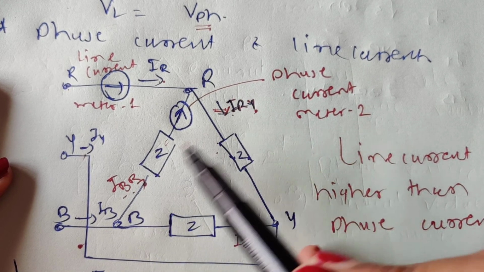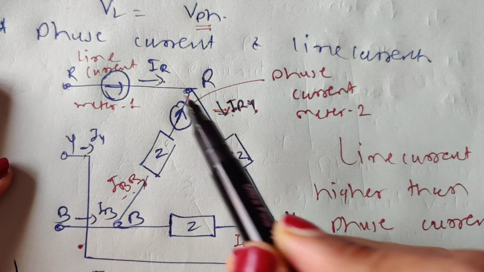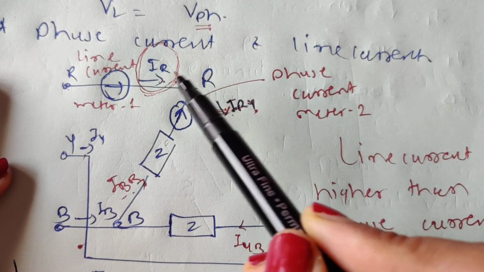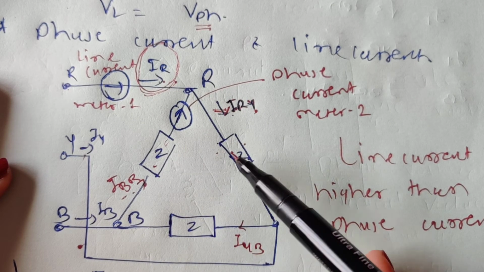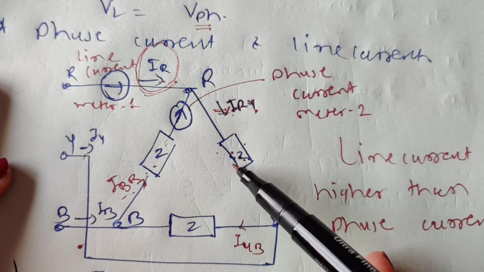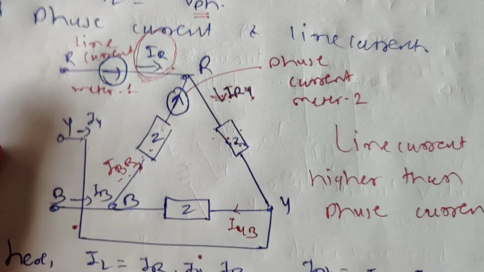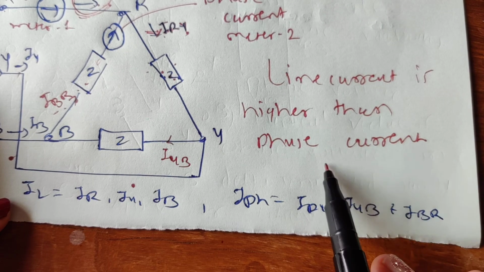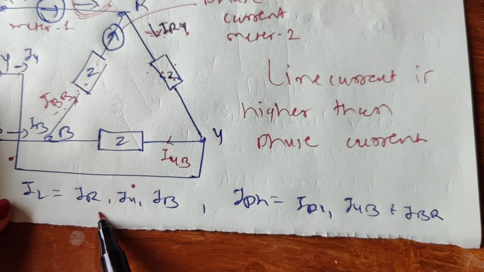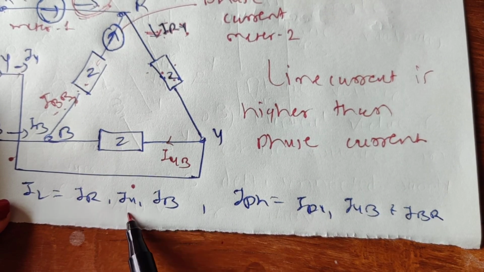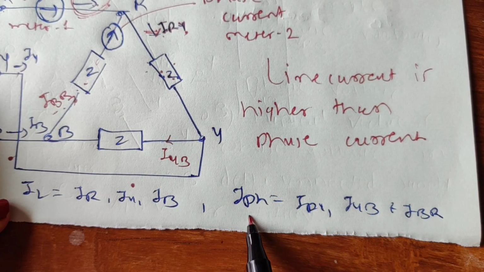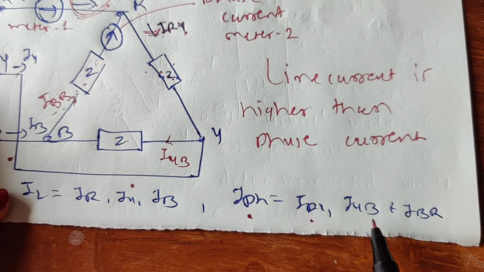So it is divided into two parts, so we can say that the value of IR, the line current, is higher than the value of the current which is flowing through the particular phases. I already mentioned the line current is higher than the phase current. So IL is equal to IR, is equal to IY, is equal to IB. That is nothing but your line currents, but IPH, the phase current values, are IRY, IYB and IBR.